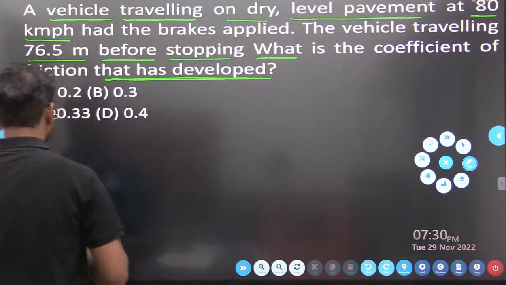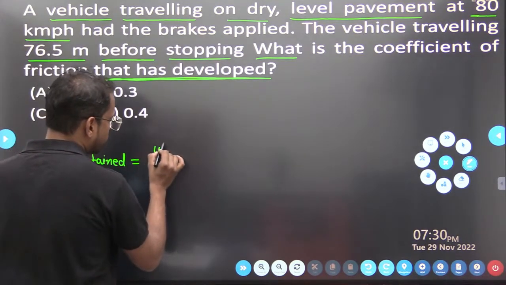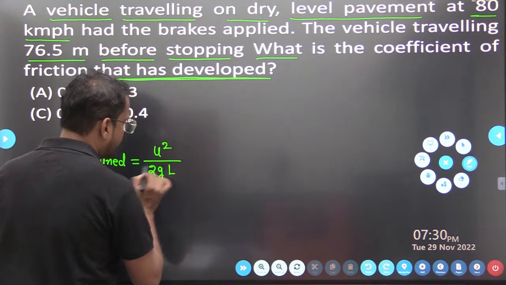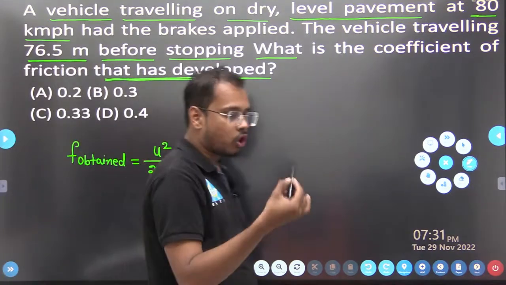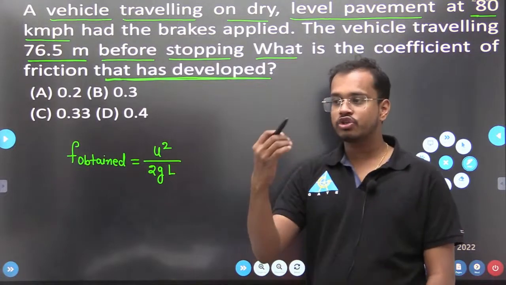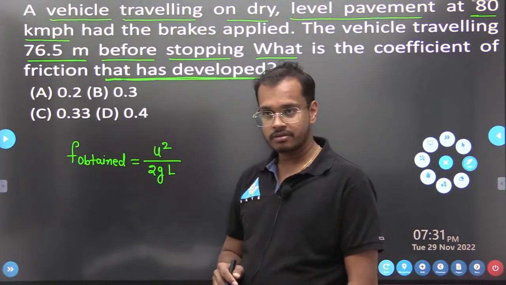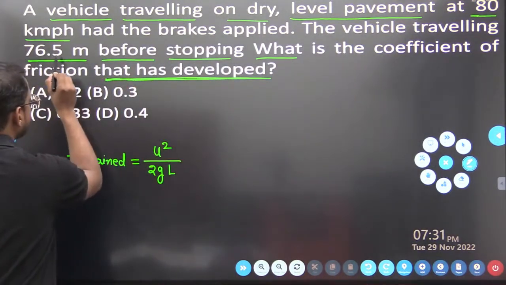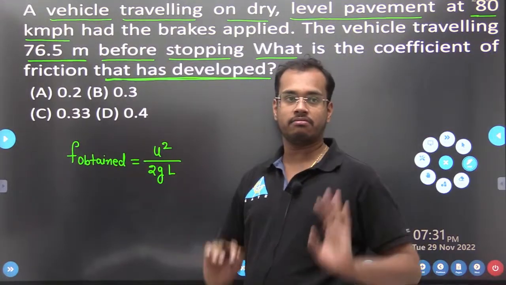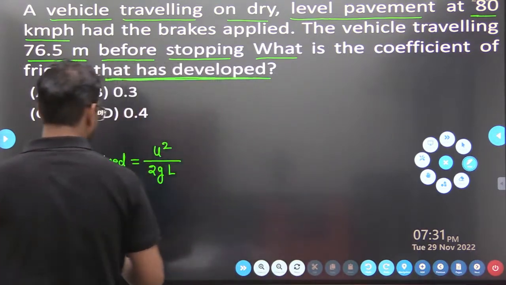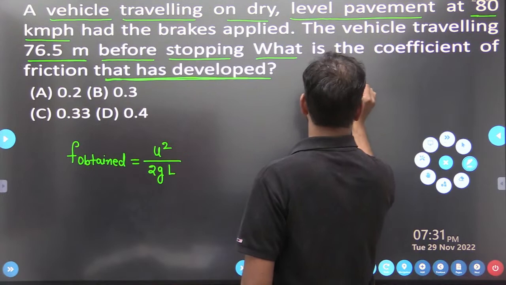Brake efficiency: we already know that if I am interested to calculate F obtained, then the formula of F obtained is U squared dividing by 2GL. L is the length of skid marks, that means the vehicle traveled 76.5 meter before stopping. After application of the brake, the vehicle traveled 76.5 meter and after that it stopped. It is directly given in the question. So L is 76.5 meter.